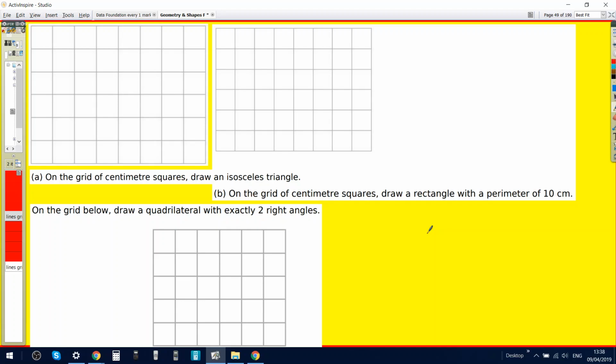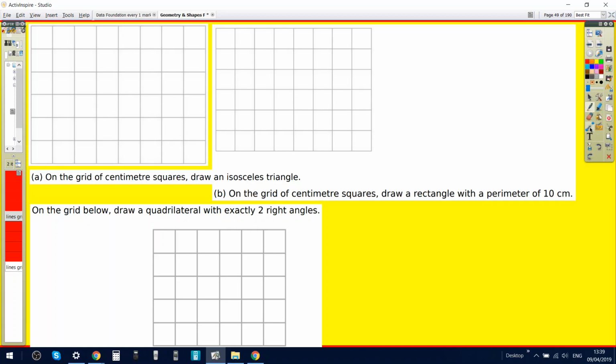On the grid, draw an isosceles triangle. I've completely forgotten what an isosceles triangle is. Two sides are the same. So two equal sides, two equal angles.